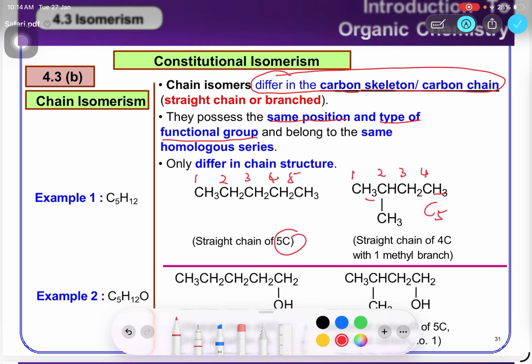3 times 3, 9, plus 1, 10, and then plus 2, 12, so C5H12. Okay, which is similar. This one we have 5 carbon, 3 plus 3, 6, plus 2 times 3, 6, so H12. So they are isomers because they have the same molecular formula, but at the same time, they have different structures. So this one is chain isomerism.